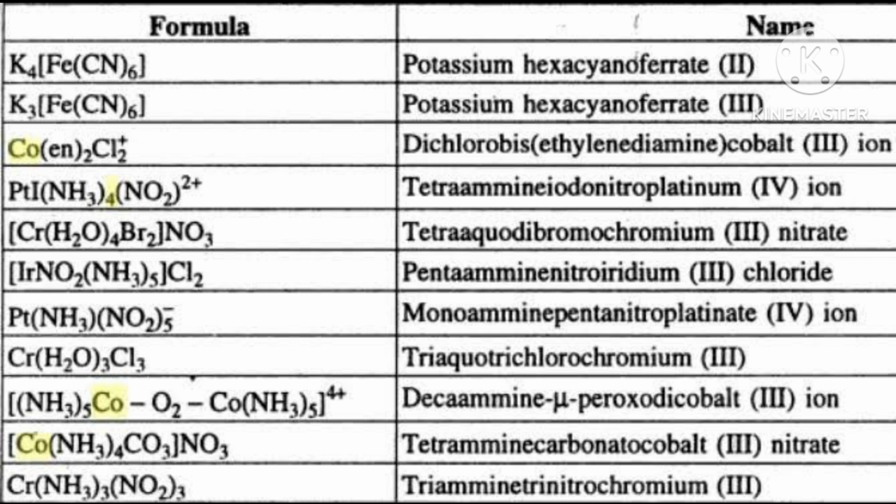Then actually on the complex, outside the bracket, the charge is finally written. Oxidation number of metal plus oxidation number of ligands gives the charge that will come on the complex ion. Addition of both. As for example, cobalt oxidation state is 3, plus 6 cyanide. Each cyanide is minus 1.